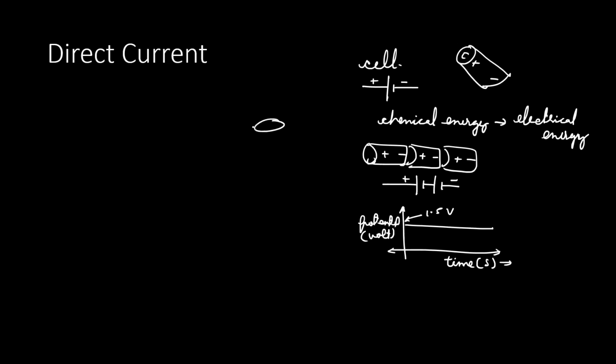In the textbook, they have given you a diagram like this. So there is positive and negative, and there is a bulb connected like this, and the bulb will glow. So this is a source of direct current.